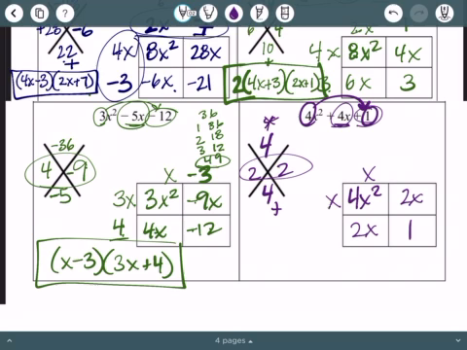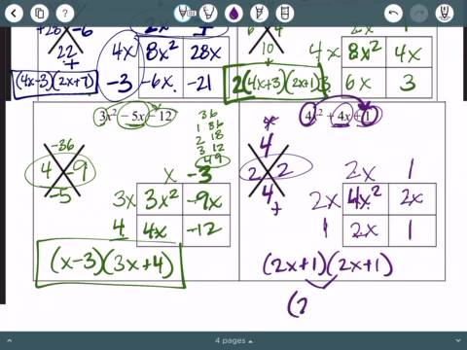I try to start with this box. That's the easiest. X times x gives me the x squared. I see that these have 2 in common. I see that these also have 2 in common. That makes sense to me because 2 times 2 is 4. 2x times 1, and then 2x times 1. 1 times 1 is 1. So I see that I have 2x plus 1 times 2x plus 1. These are exactly the same, so if we want, we can combine them into 2x plus 1 squared.